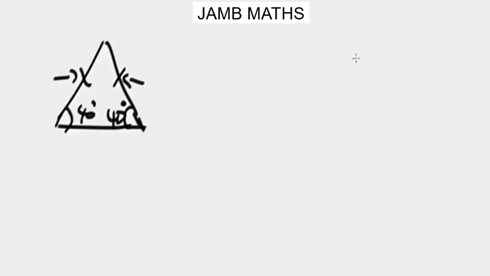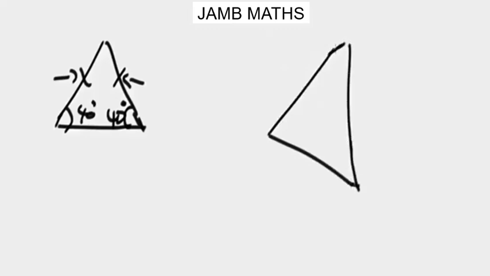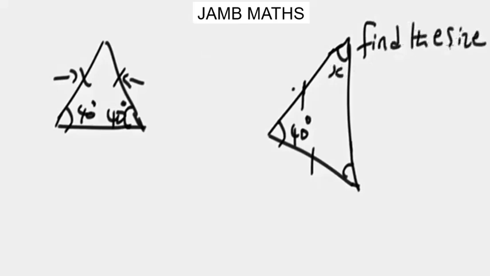All right, let's say we are given this isosceles triangle, and we have this side, and we have this dash to recognize that it is what? Isosceles triangle. Okay, and here we have 40 degrees. We are asked to find, and here we have x, we are asked to find the size of angle x.